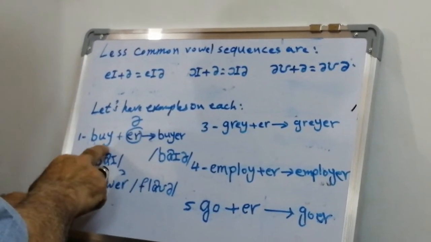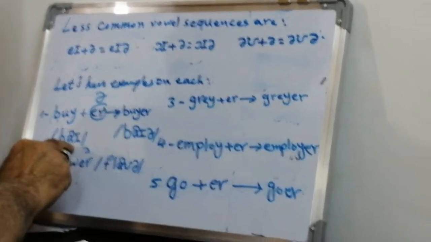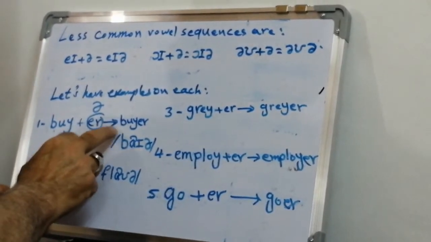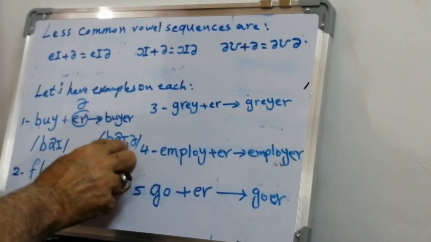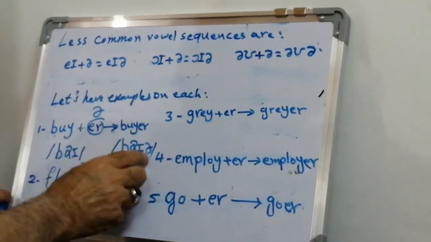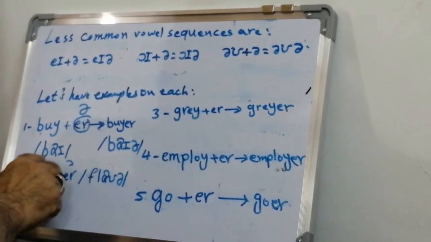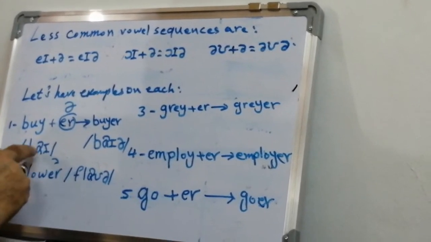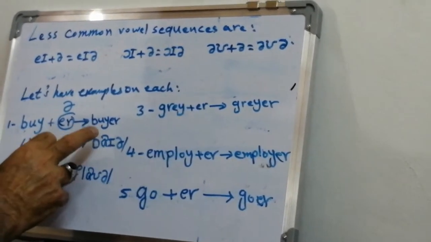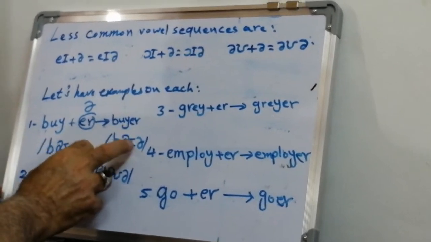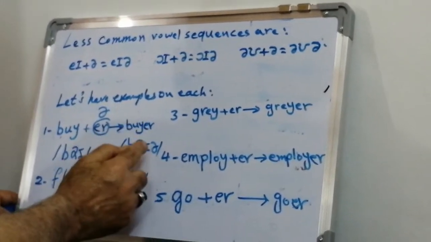Okay, so we have "buy" plus "er"; we pronounce it "buyer". When I add "er" to it, I add a schwa here, so it becomes "buyer". But bear in mind that this word has two sounds: a diphthong plus a schwa. But we consider them as one vowel sound.